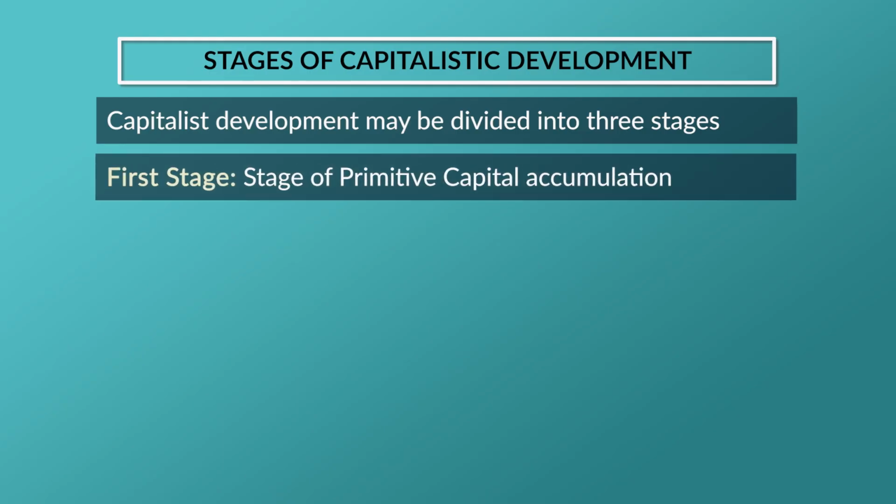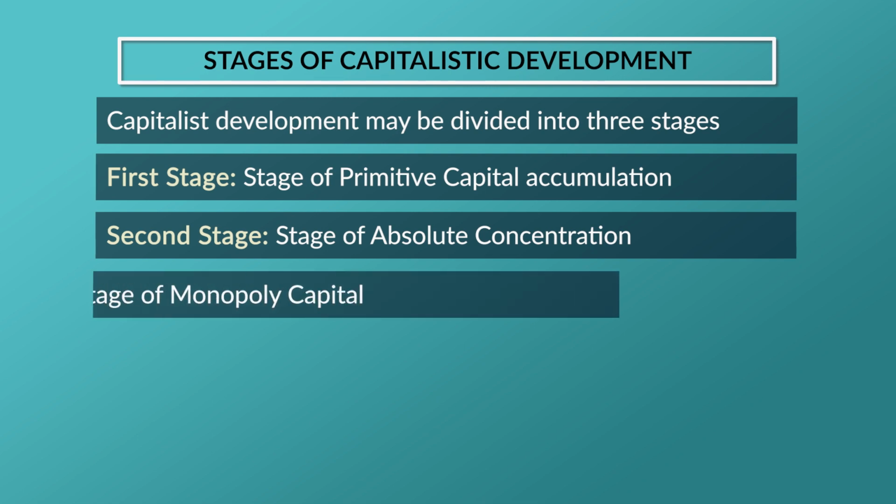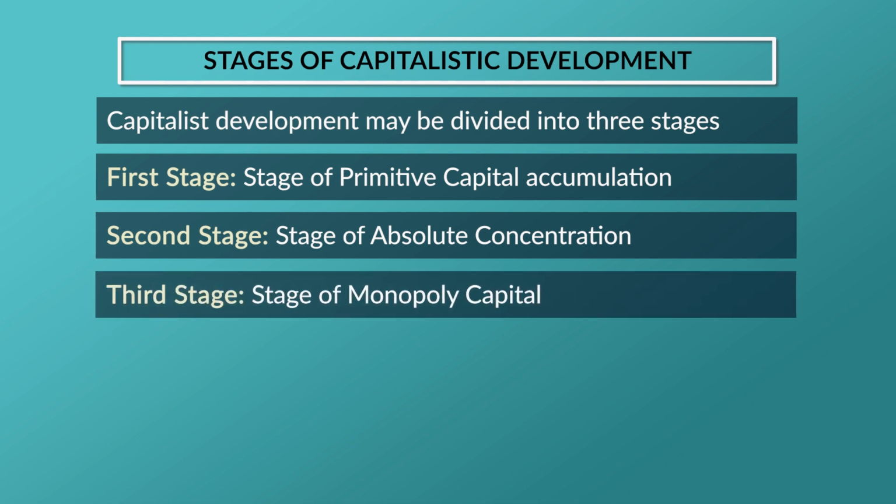The first stage is the stage of primitive capital accumulation. The second stage is the stage of absolute concentration, and the third stage is the stage of monopoly capital.